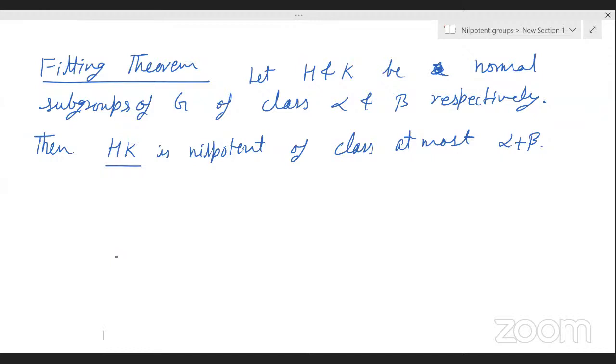So we can talk about a largest normal nilpotent subgroup of the group. And that will be the subgroup generated by all the normal nilpotent subgroups of G, or you may say that subgroup will actually be the product of all normal nilpotent subgroups of G, and that subgroup is called the Fitting subgroup. So let me write here: Fitting subgroup.